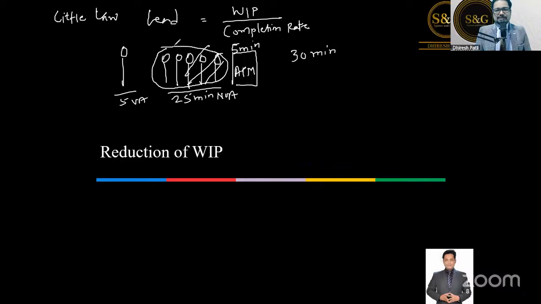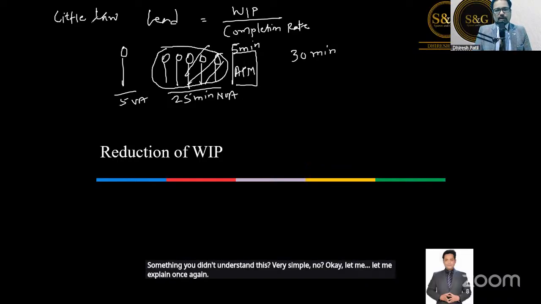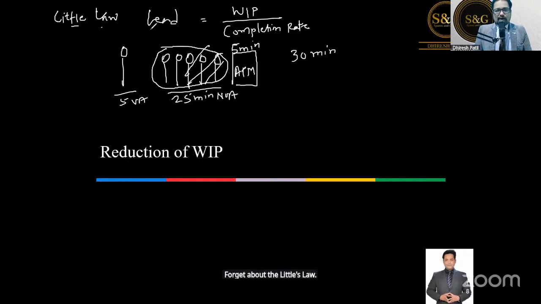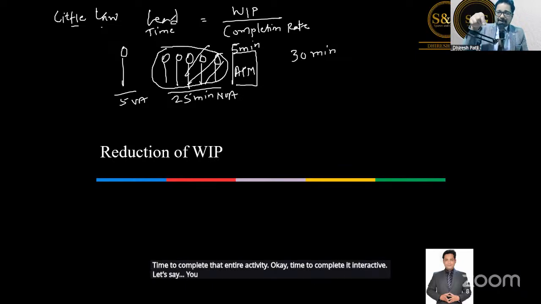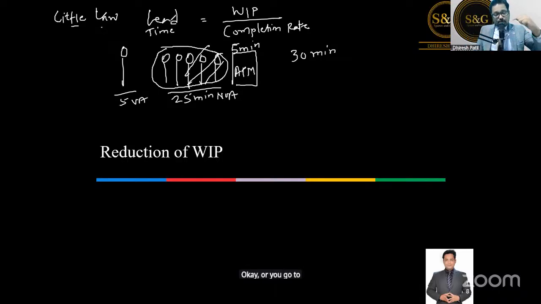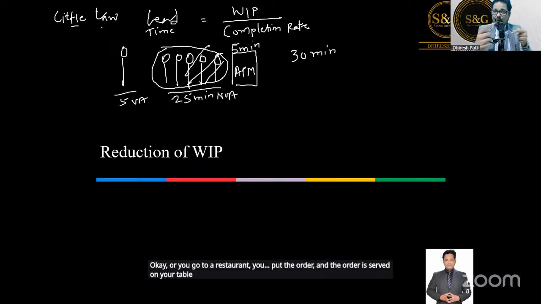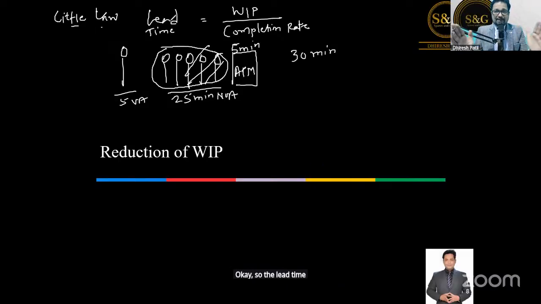Sandeep, you didn't understand this? Very simple, no? Okay, let me explain once again. Forget about Little's law. We are reducing the lead time. What is lead time? The time to complete that entire activity. Let's say you go to an ATM and take out cash, this is the activity. Or you go to a restaurant, put in the order and the order is served on your table. The time required is called turnaround time. So the lead time or turnaround time, we want to reduce it.